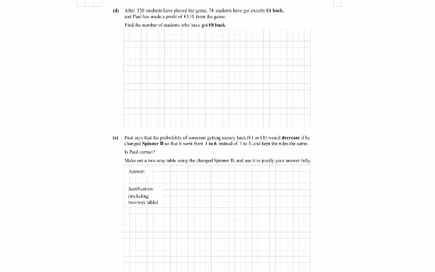Now we have 320 students who played the game. 74 got €1 back. What's 74 times a euro? Give it 74 euros. Paul made a profit of 110. The profit is 110.